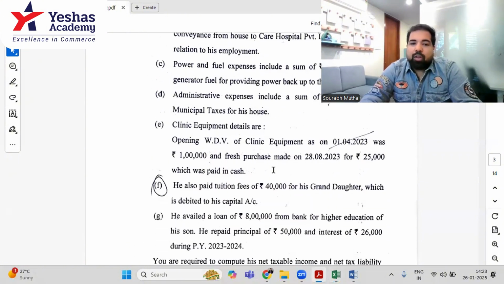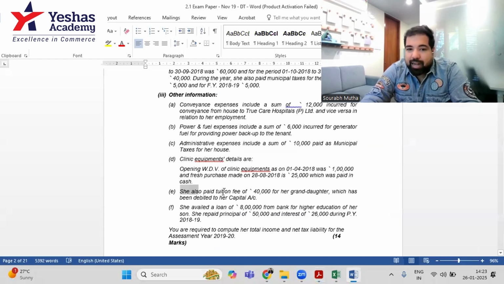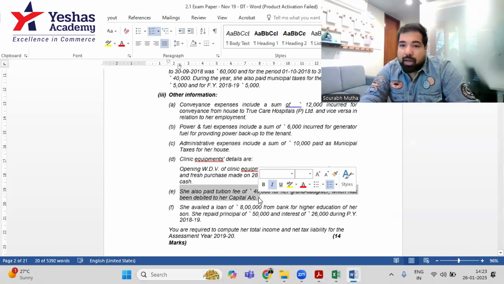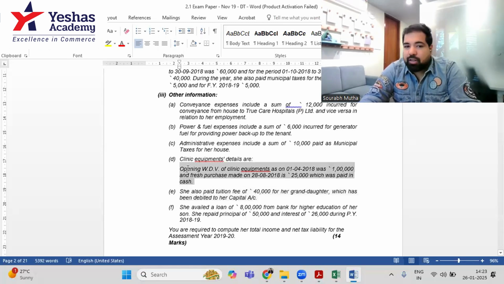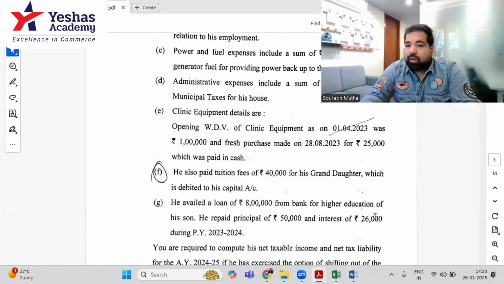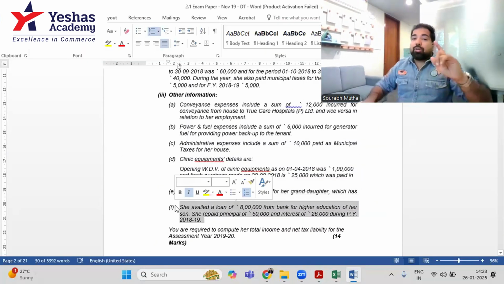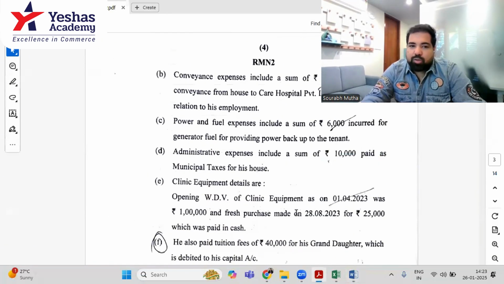Now we move ahead to tuition fees for granddaughter. It is tuition fees only for children, not for grandchildren. Again, this is the same question, your granddaughter. Again here, clinical equipment, same question, 25,000 paid in cash. Very, very predictable. And higher education loan interest is 26,000, which will go on to 80E. Again, same question here. So remember, ICAI repeats their questions. Anyways, moving ahead, these two heads are done.